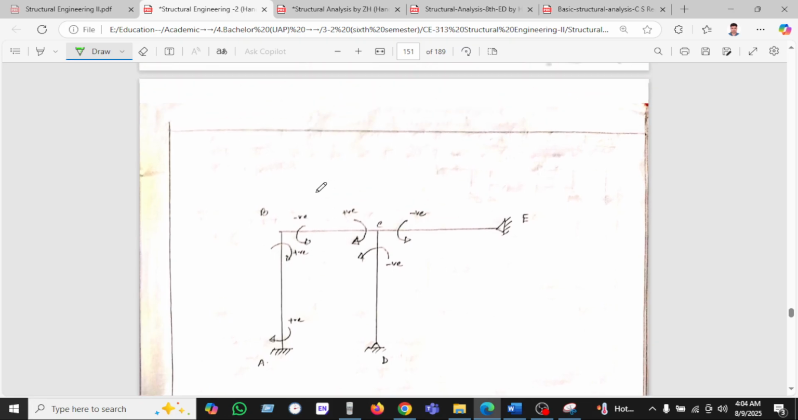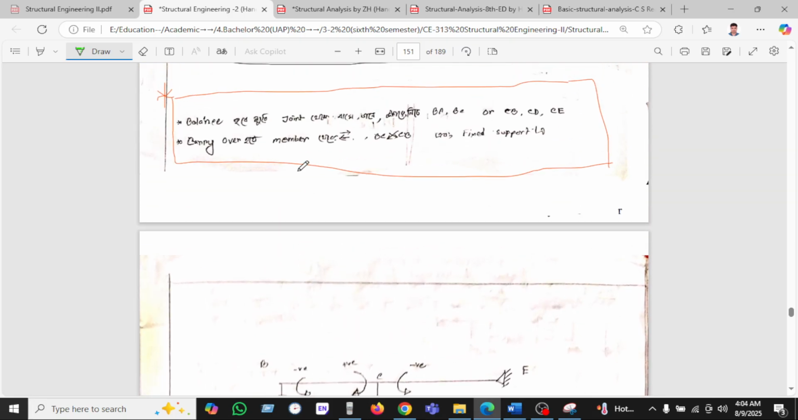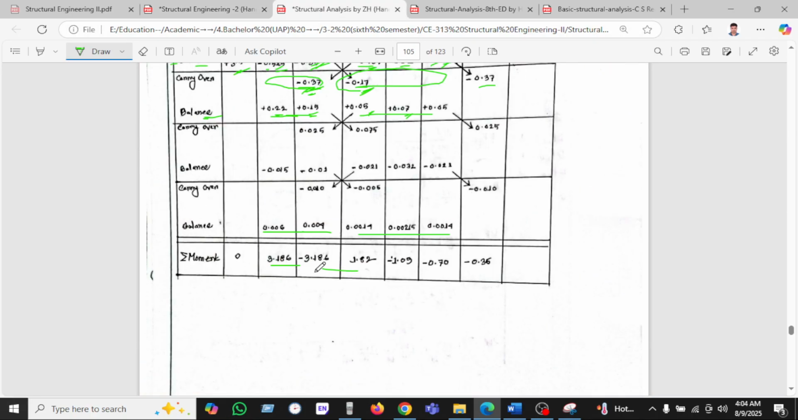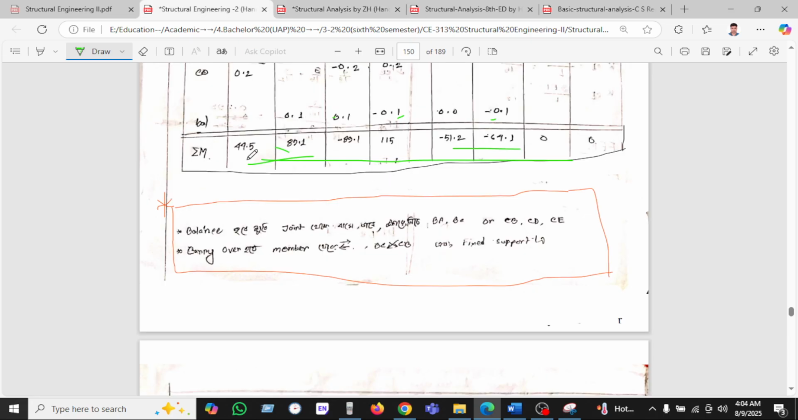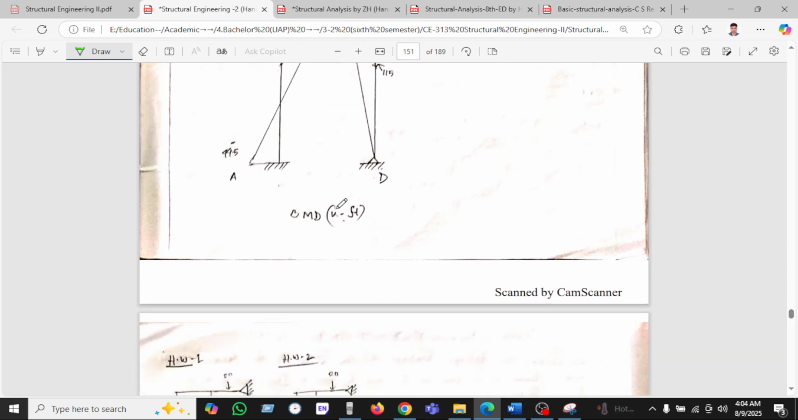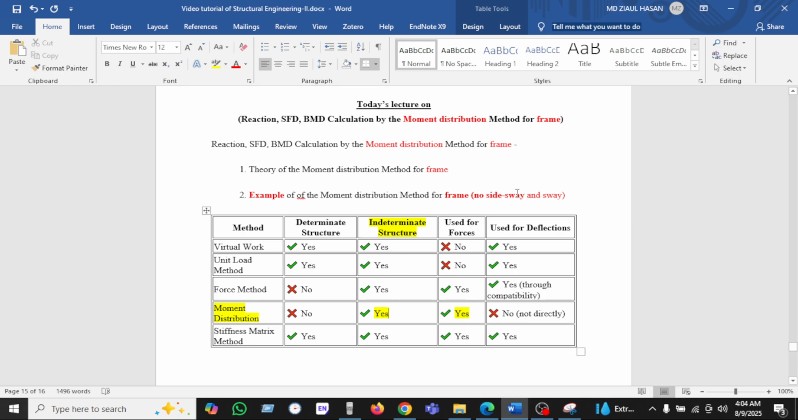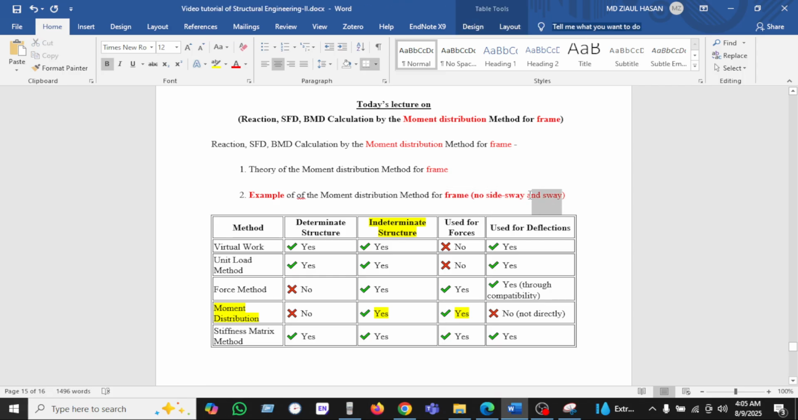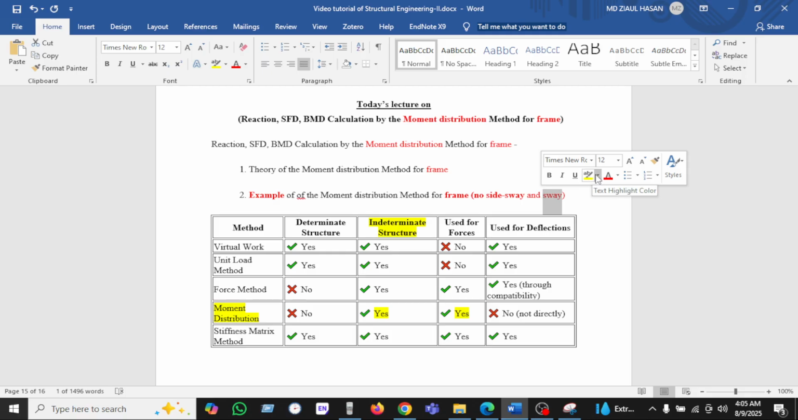Now we can draw the moment diagram here. So after getting the summation of all moments, this is the summation of all moments, we can draw the moment diagram easily this way. Okay, so the non-sway member is completed. Now we can see another example, which is sway.